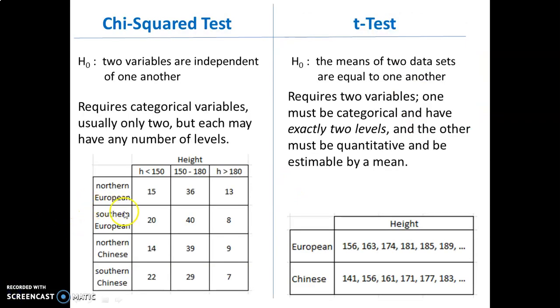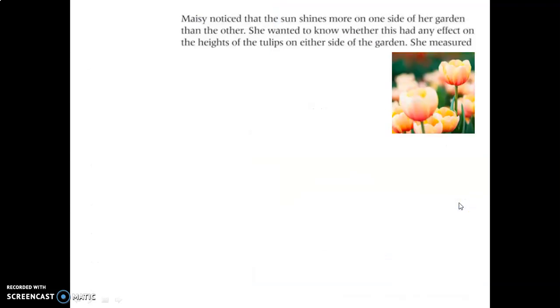Let's just emphasize that point one more time. The data for a t-test must be normally distributed. So if you have raw data that doesn't follow a normal distribution, you cannot run a t-test. Okay, so here's the situation we have.